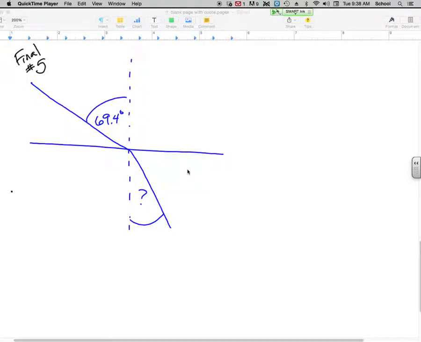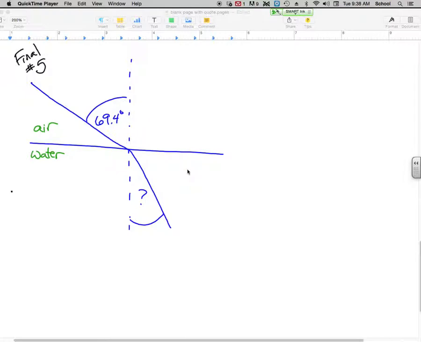To do final number 5. We have light falling on a clear pool of water at an angle of 69.4 degrees measured from the normal, of course. Some of the light is reflected, most is refracted into the water. So up here we have air, and down here we have water, because I'm coming through the air and I'm going into that nice pool of water.